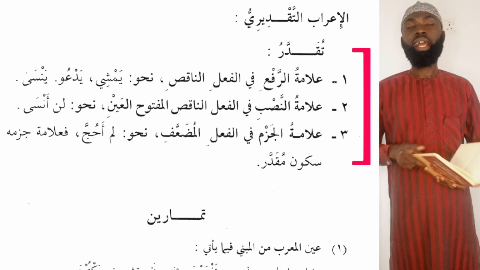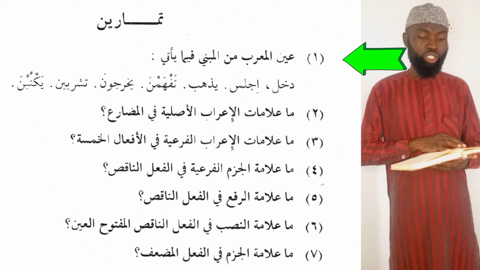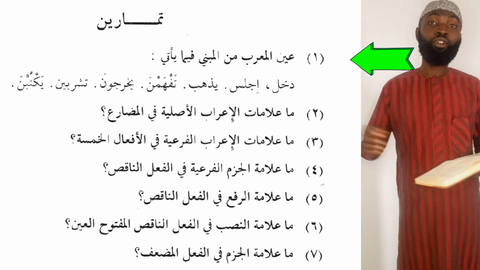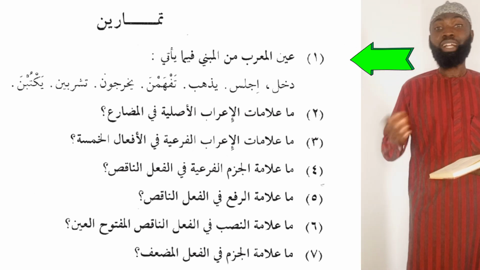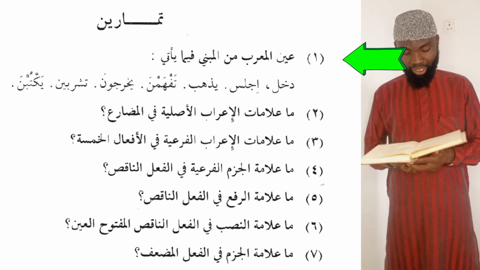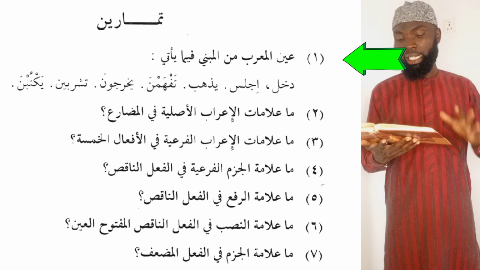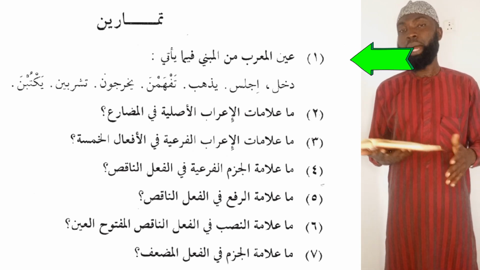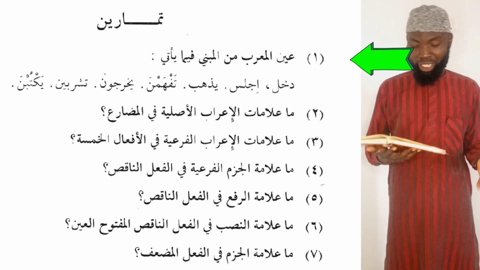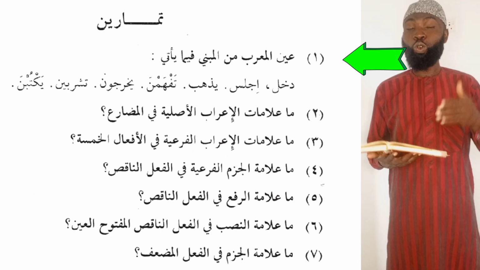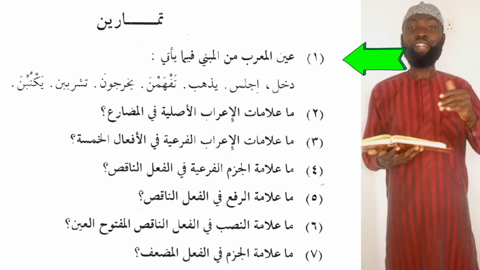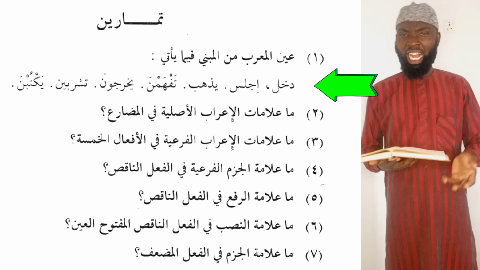MashaAllah. So now we have tamarin, exercises to crown what we have learned earlier, and from this you will know if you really understand this topic or not. So you can restudy it by yourself and solve it, and you will drop your comments at the comment section for us. So we have number one, ayin al-mu'raba min al-mabniyi fi ma ya'ti. You are to indicate the declinable nouns, declinable verbs, and also the non-declinable verbs in the following words.